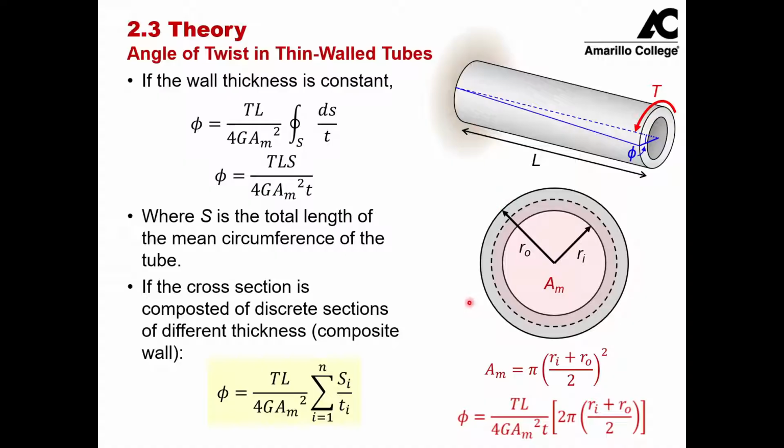Our mean radius is going to be the exact same thing. The area of a circle is pi r squared, but I'm not just going to use my inner radius and my outer radius. I have to use an average of those two values.